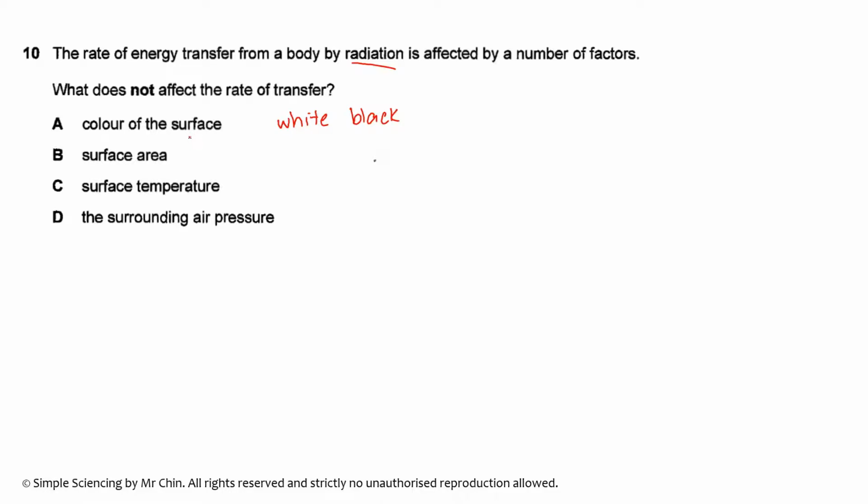A is wrong. B, surface area. A wider surface area will allow more energy to be transferred. So surface area does affect the rate of energy transfer. C, the surface temperature. A medium of higher temperature will allow a greater rate of energy transfer. So surface temperature is also not the answer. The answer is actually D, the surrounding air pressure. Why is this so? Let's take a look at atmosphere and vacuum.